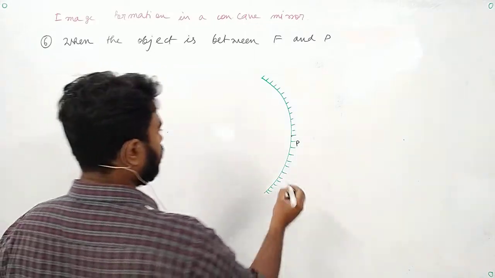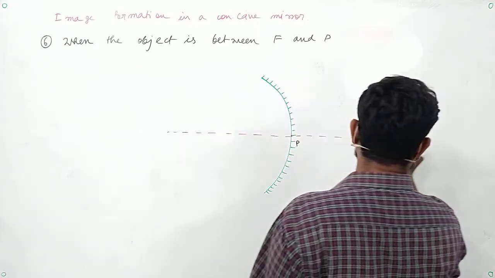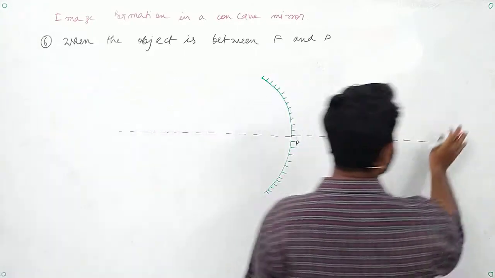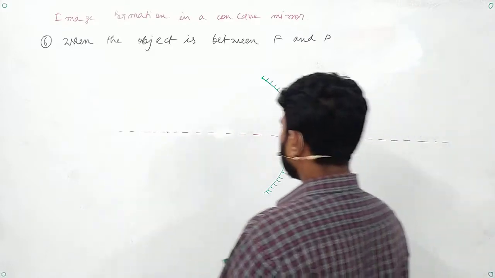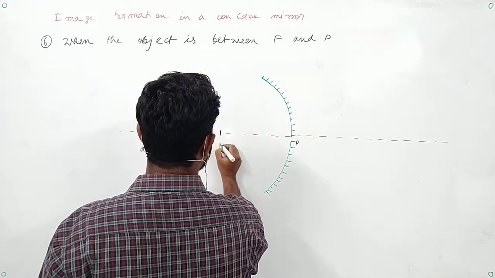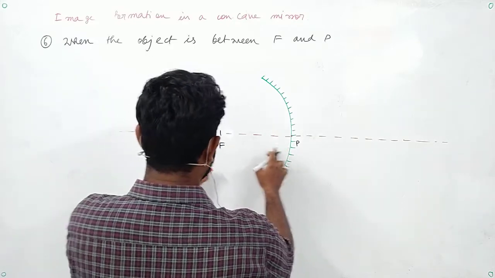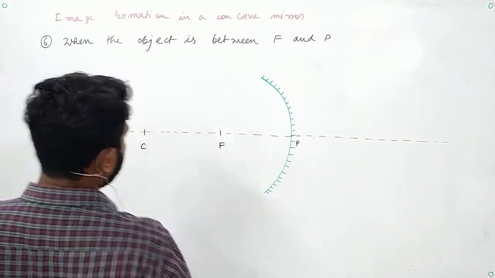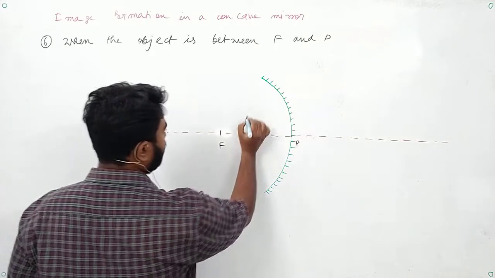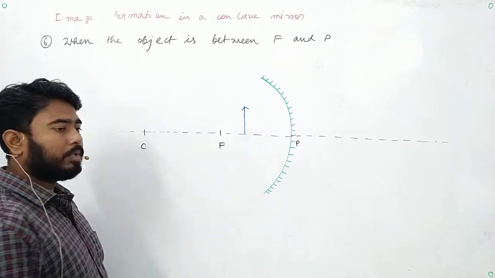What we will do? We will just draw a line passing through P. That is the principal axis. We will draw the principal axis first. Okay. Now let this one be focus, and this is the center of curvature. Okay. Where is my object? My object is somewhere between F and P.